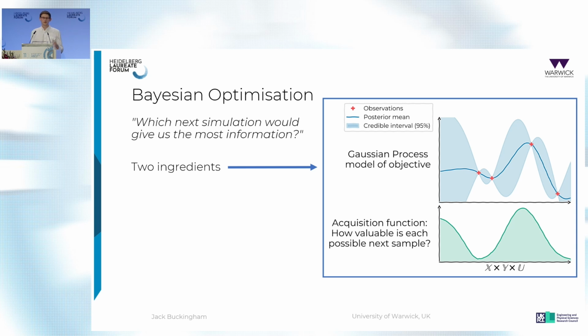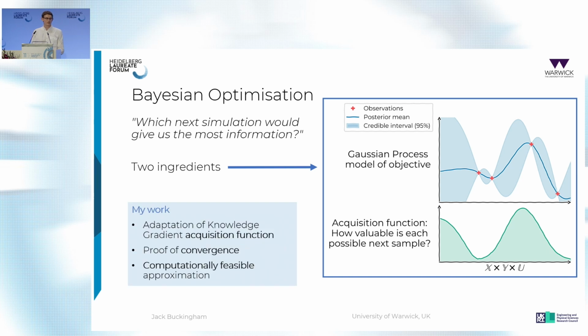And its job is to trade off between exploring regions with high uncertainty and exploiting regions with a high posterior mean. In my research, I've extended an acquisition function known as the knowledge gradient to enable Bayesian optimization to be used for two-stage problems. I've proved convergence of the recommendations to an optimal solution and demonstrated empirically a strong performance of a computationally feasible approximation.